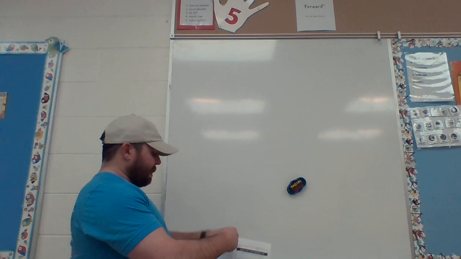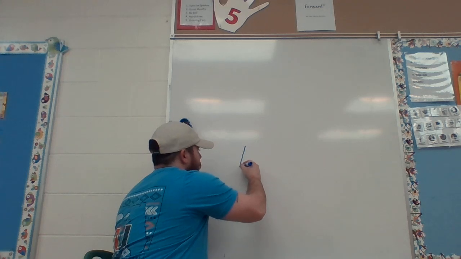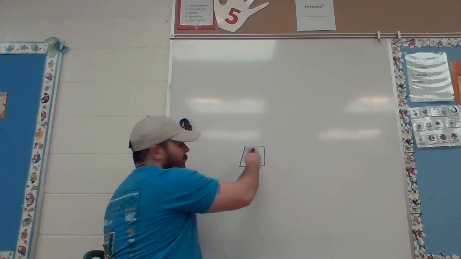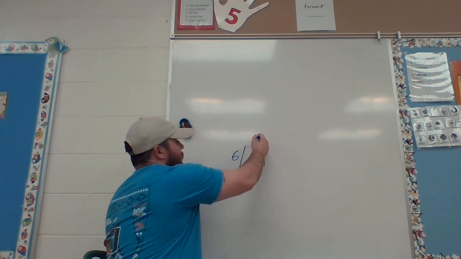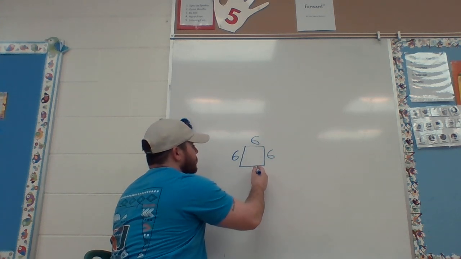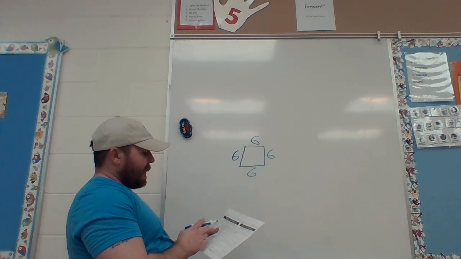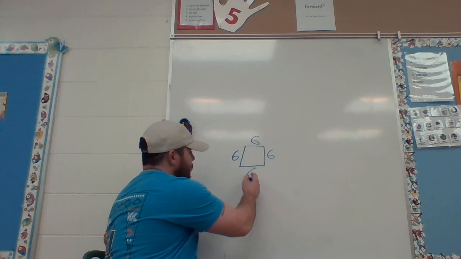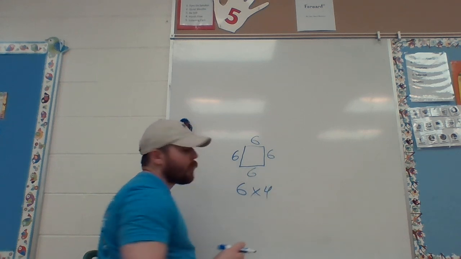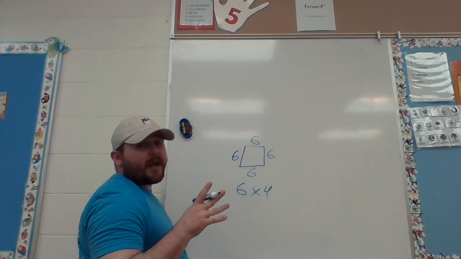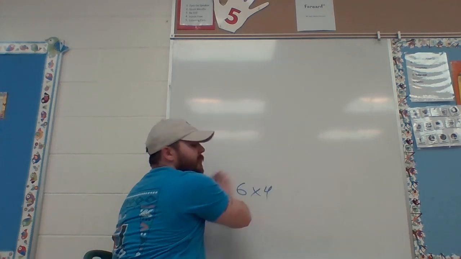So for a square, if we look at number 1, we have a square. We're going to say all those sides are the same length. So one side is 6. But that means they all are 6. So if we look back at the top there, the perimeter of a square is the length times 4. So our length is 6. So our equation is going to be 6 times 4. Now I'll let your kiddos figure that out. You can help them as needed. But that's what it's going to look like for a square when I'm looking for the perimeter.